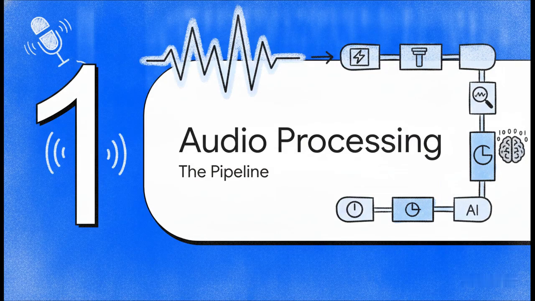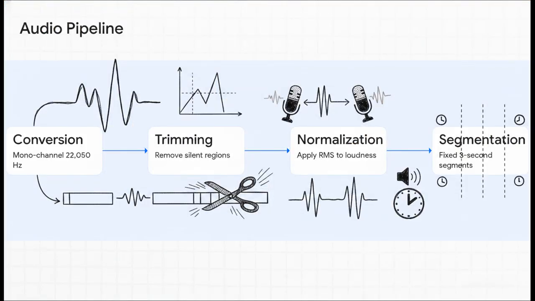Section 1. The audio processing pipeline. Okay, the audio cleanup process fires through 4 distinct steps before the AI even touches it. First, the audio is standardized to a mono channel at exactly 22.05 kilohertz. This is basically the perfect sampling rate to capture vocal frequencies without adding unnecessary computational bloat. Second, we trim the fat, automatically stripping away any dead silence at the edges of the recording.